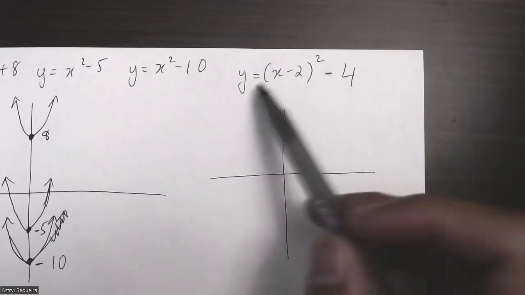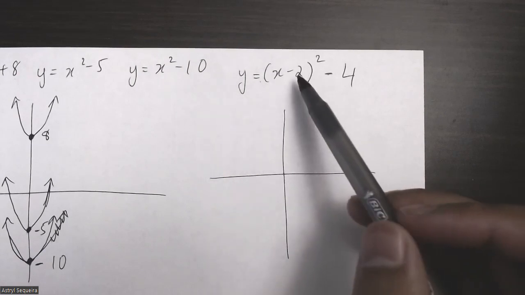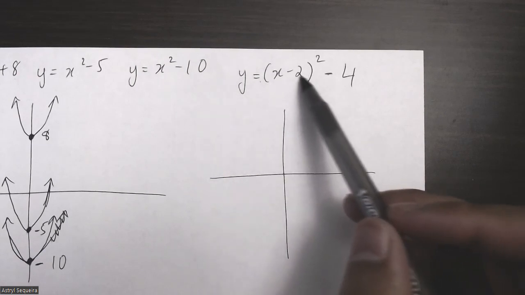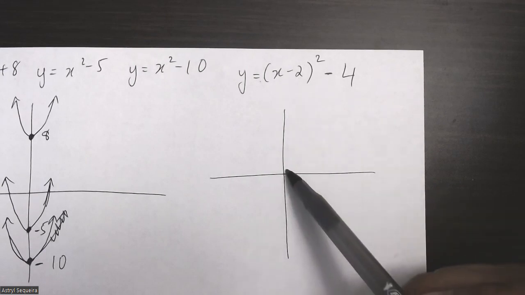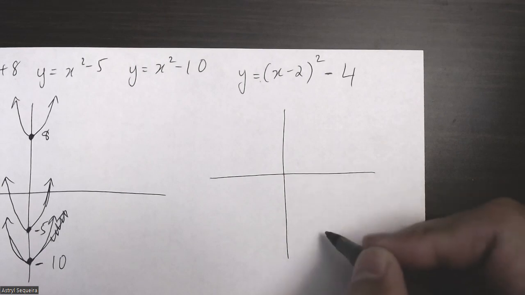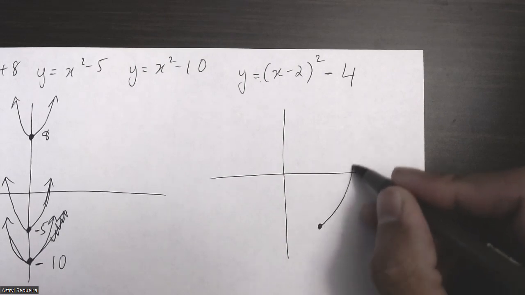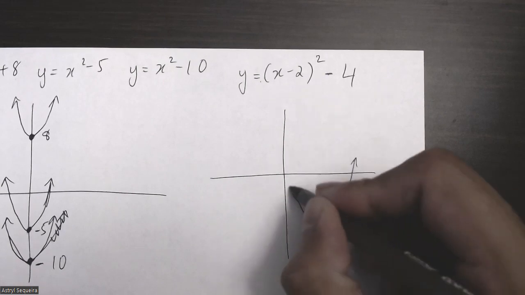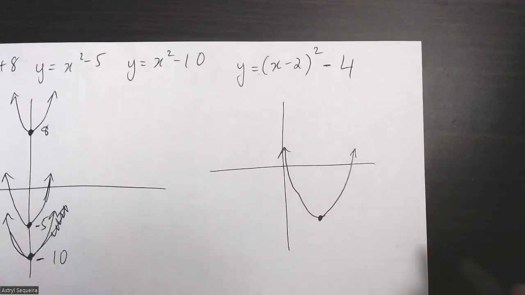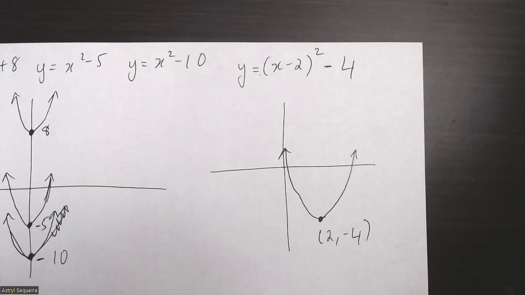The first thing when you look at this is the a value is +1, so it's going to open up. The x value of the vertex is +2 because this is shifted 2 units to the right. The y value is -4. So my vertex is over here, and I know this opens up. I'm just going to sketch it like that. Intercepts are not important to get accurate in these sketches. (2, -4). So that's my sketch.